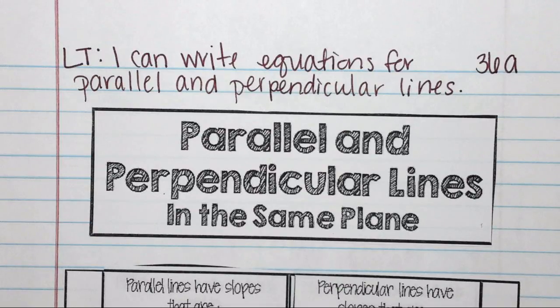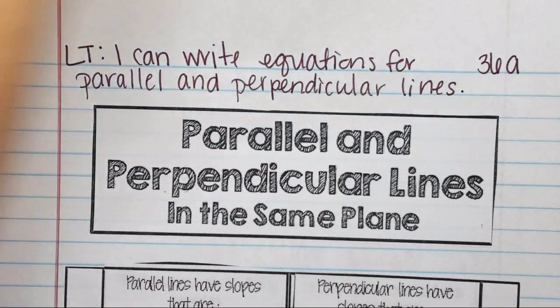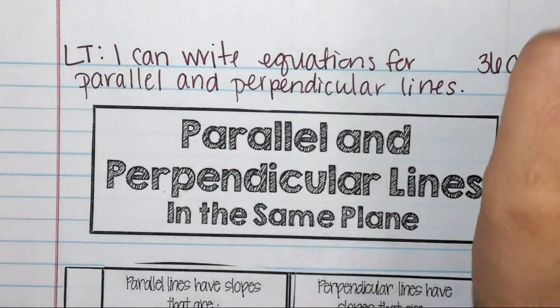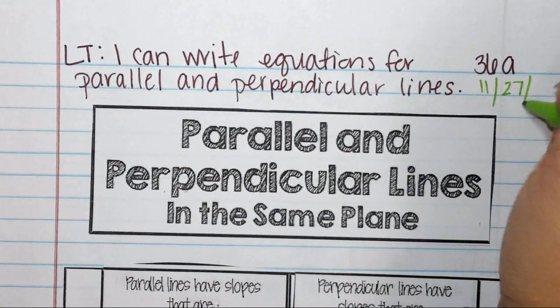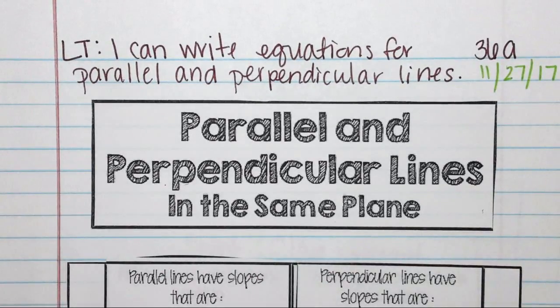Alright, parallel and perpendicular lines. Do you guys have your learning target written down? Do you have the date by your learning target? Unlike me. Let's write our date down. Today is the 27th of November.